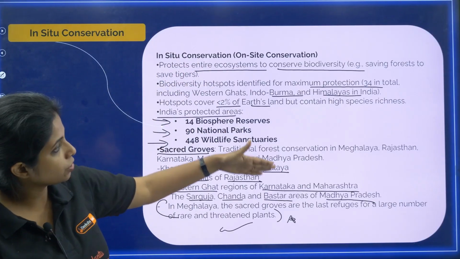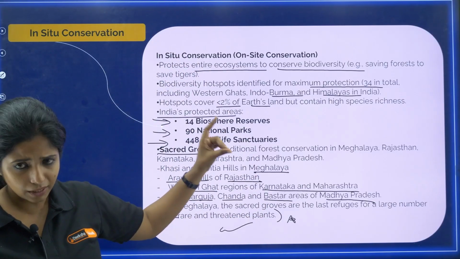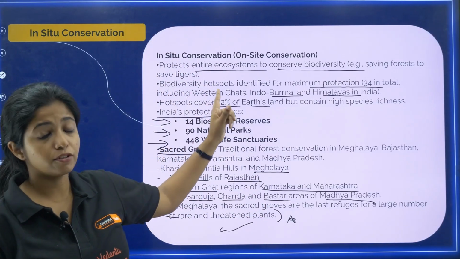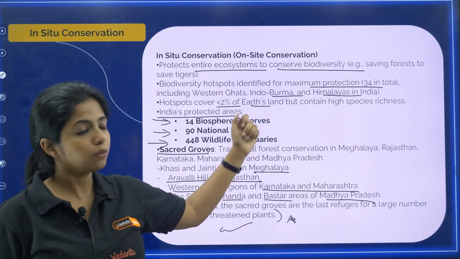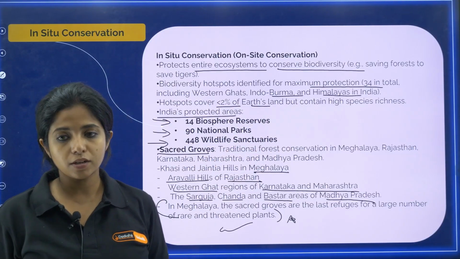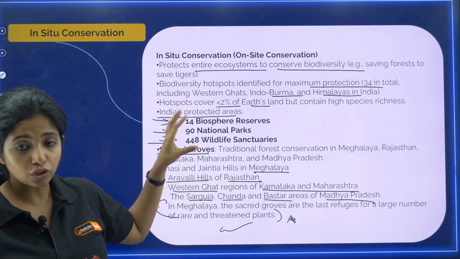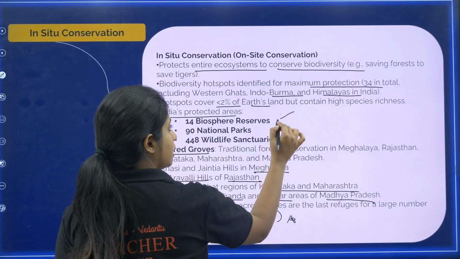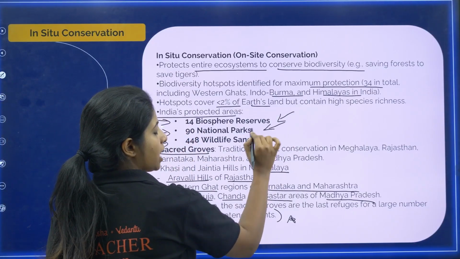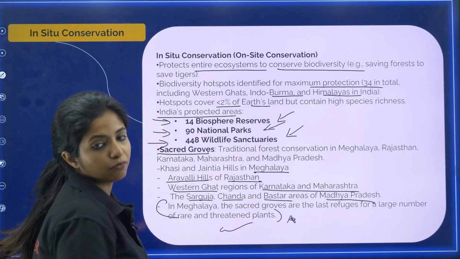So in situ conservation, I hope you're done with that. Please remember the biodiversity hotspots, they are 34, including what? Your Western Ghats, Indo-Burma and Himalayas in India. And then if you talk about India, just about India, 14 biosphere reserves are there, 90 national parks are there, and 448 wildlife sanctuaries there.